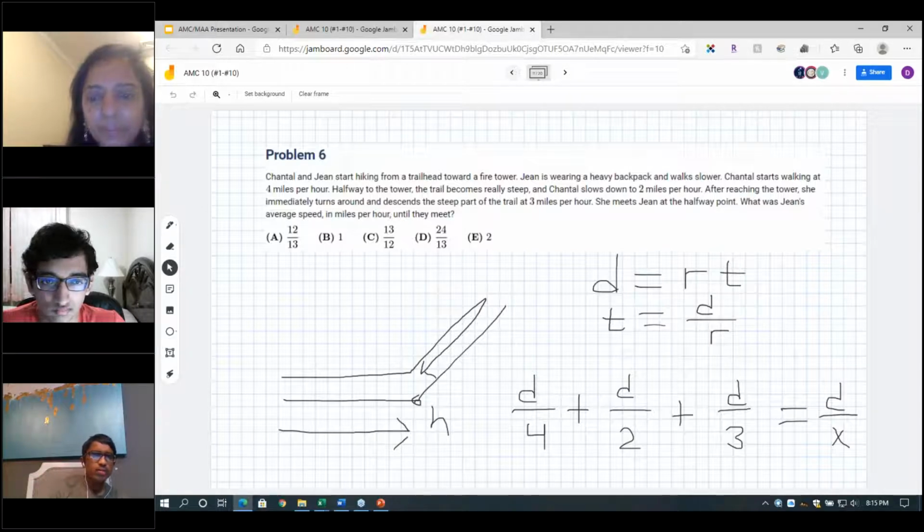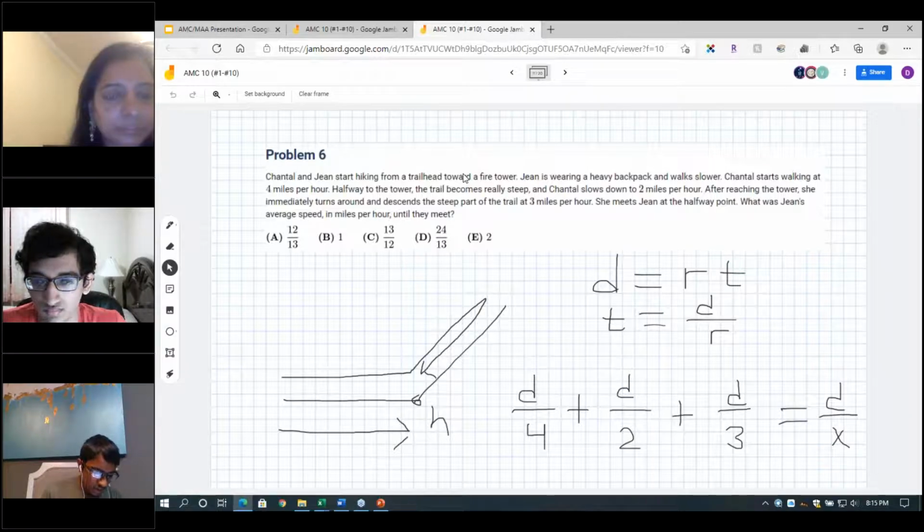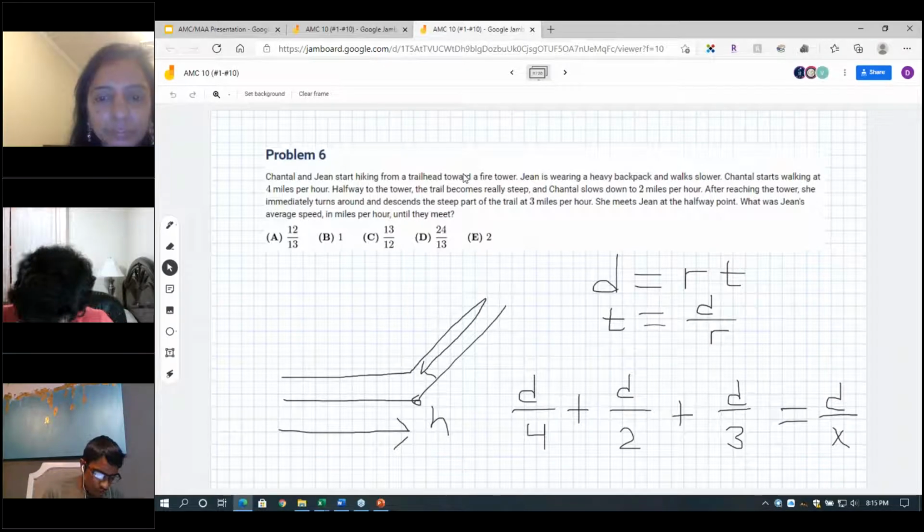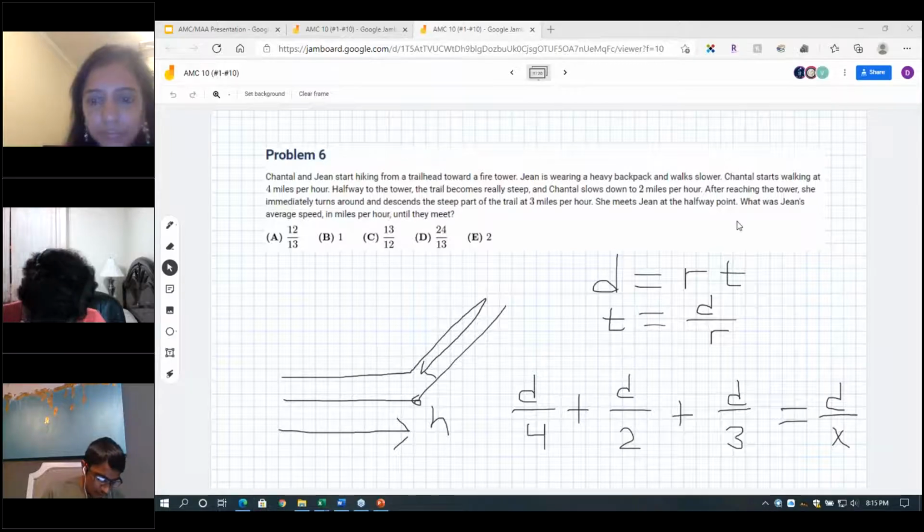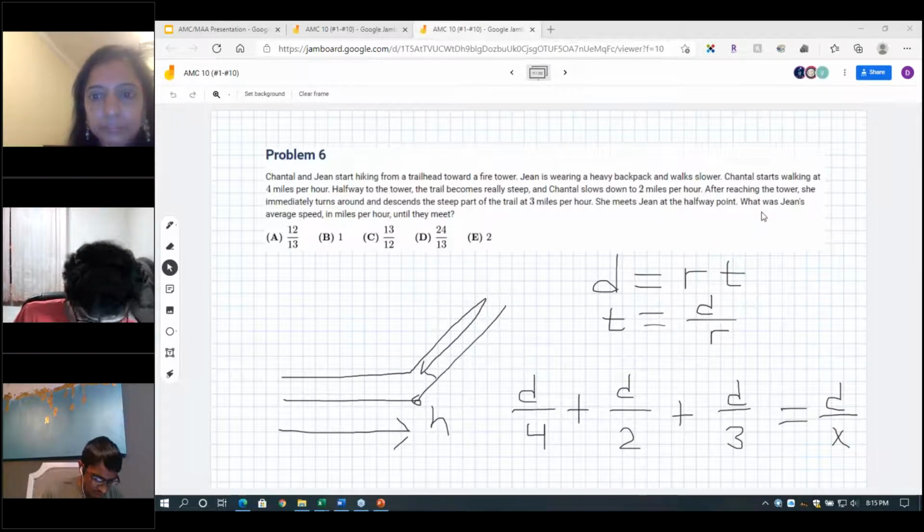Okay, can you go back to the first one? Yeah. So we have that Chantal walks to the halfway point, up and then back down. So we want the time of Chantal to walk back to the halfway point to be equal to the time of Jean just to get to the halfway point. So we can use this equation, distance equals rate times time. Because we want to find the time, we can just say time is equal to distance over rate. So now we add up Chantal's side, which we did on the left.